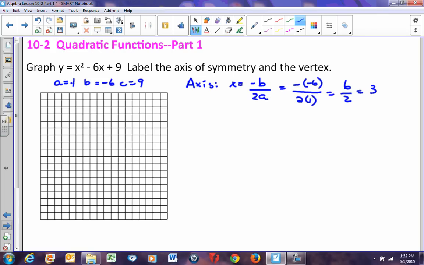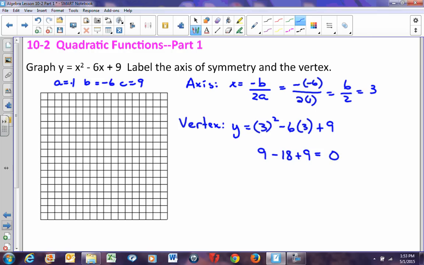So when my x value is 3, what's my y value? Because I have to find my vertex now. And remember, to find my vertex, I now substitute in 3 for my x value and solve for y. So y will equal 3 squared minus 6 times 3 plus 9. 3 squared is 9 minus 18 plus 9. 9 minus 18 is negative 9 plus 9 is 0.